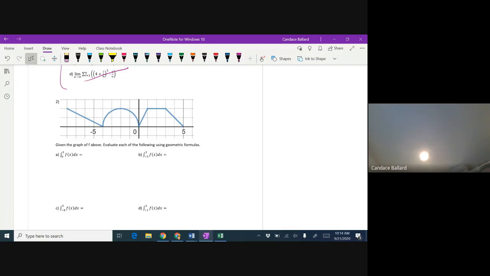All right. So given the graph of f above, evaluate the following. We have to go from 0 to 5. All right, so help me out in the chat. What kind of shape are we seeing there from 0 to 5?